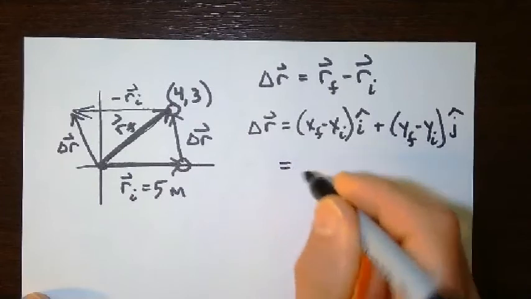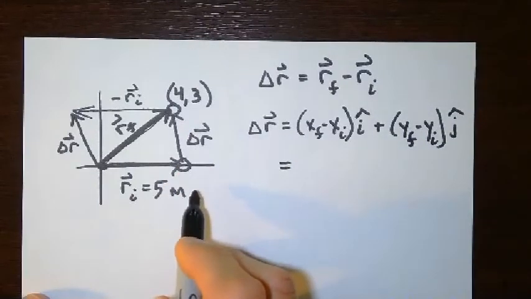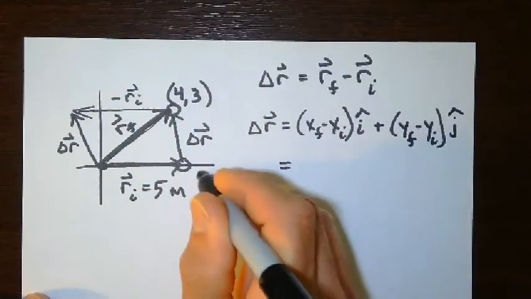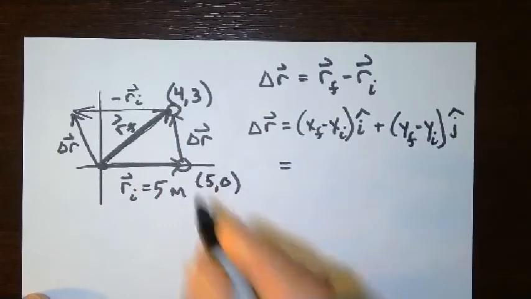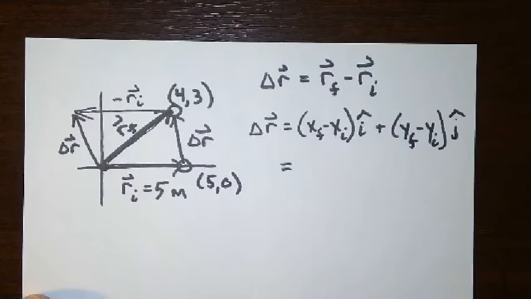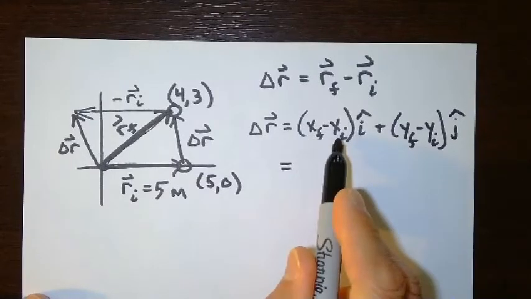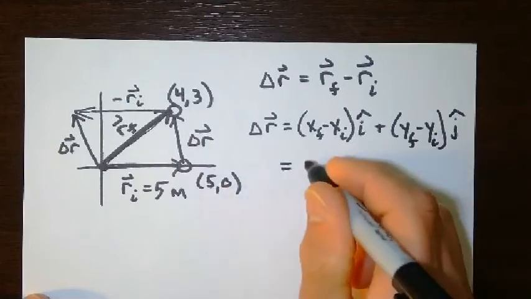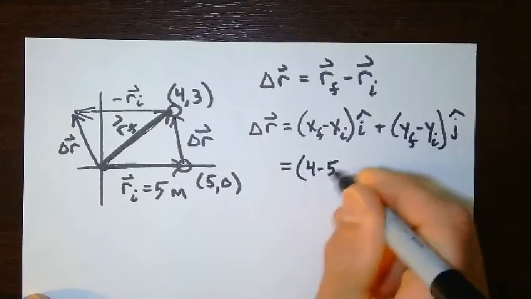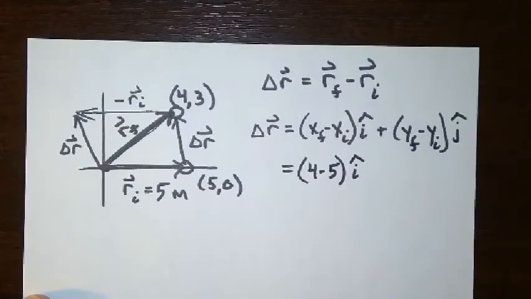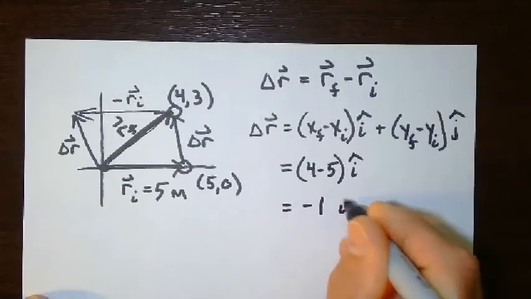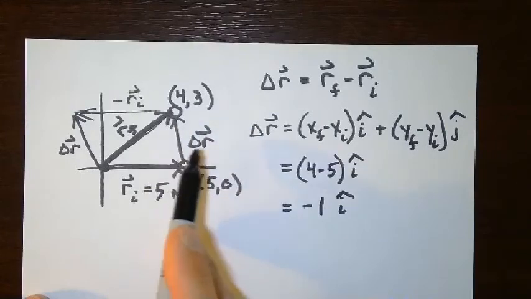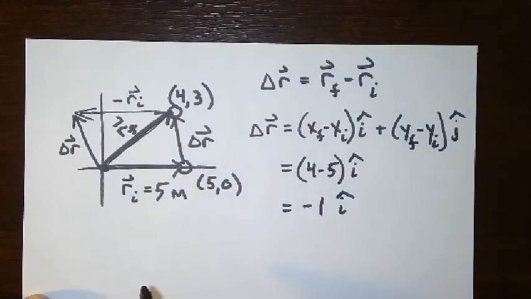So let's do that. 4, 3 are the coordinates for my final position, and it looks like 5, 0 would be the coordinates for my initial. So when I do x final minus x initial, I want to do 4 minus 5. Of course that's going to give me negative 1. And that kind of makes sense because this vector that I'm getting is kind of angling backwards by 1 unit.